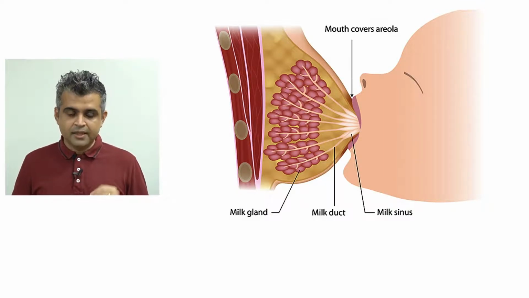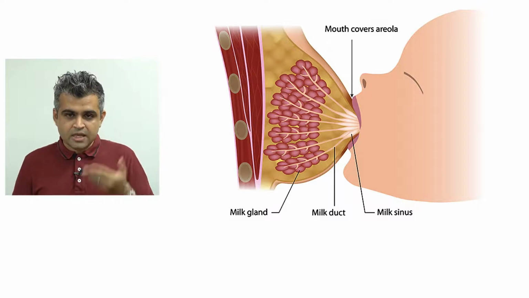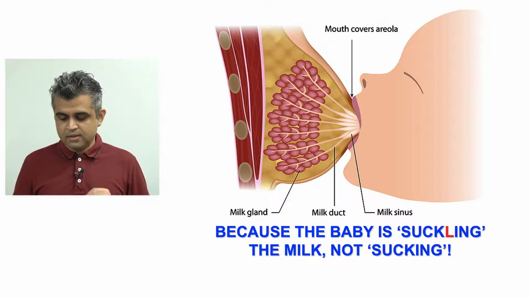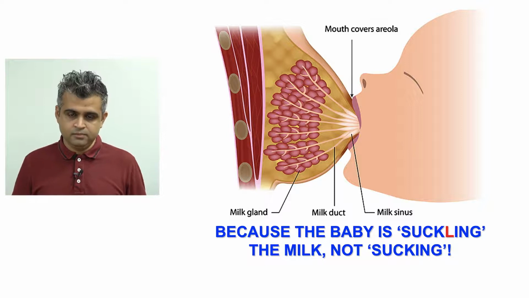Please understand that in this diagram, the baby is not sucking the milk from the breast. Sucking is what you will do if you want to drink water or Diet Coke or Pepsi from a glass with the help of a straw. That is not what is happening in this diagram. So we don't say that a baby is sucking milk from the breast. We say that the baby is suckling.